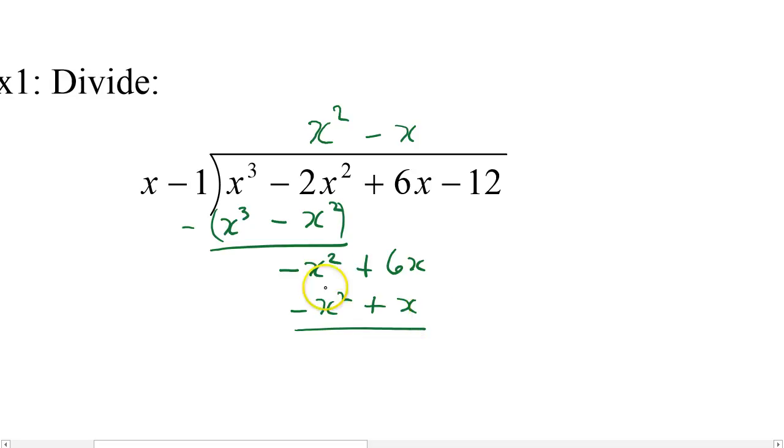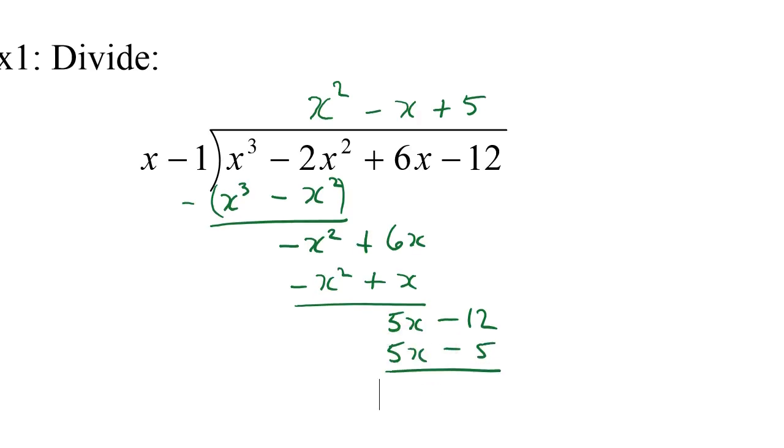So these are going to cancel each other out. 6x, take away a positive x, will give me 5x. Now I bring down my minus 12. Okay, my last step here, I'm going to say, how many times does x minus 1 go into 5x minus 12? Specifically, I'm just looking at the x and the 5x. I'm going to say plus 5 times. So now I get 5x minus 5.